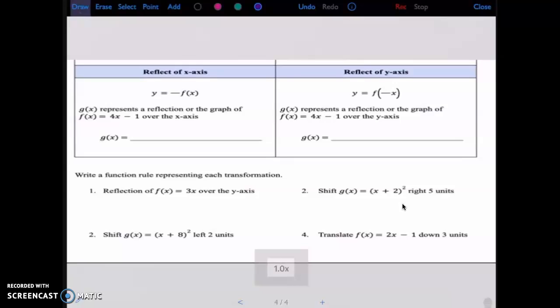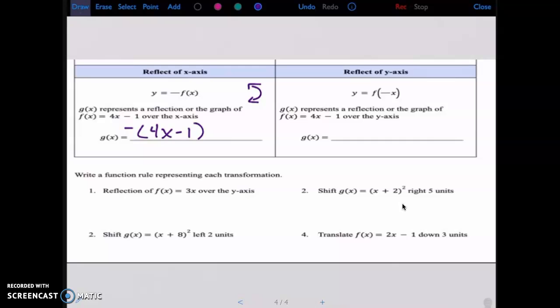Let's finish this up. This is going to be a reflection over, think about it, we're changing the outputs. So when we change the outputs, we're reflecting it over the x-axis. So my new equation is going to look like this: negative, we're changing everything, x minus 1. You can just leave it like that.